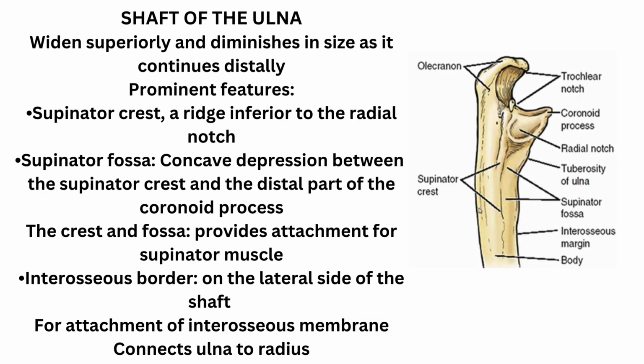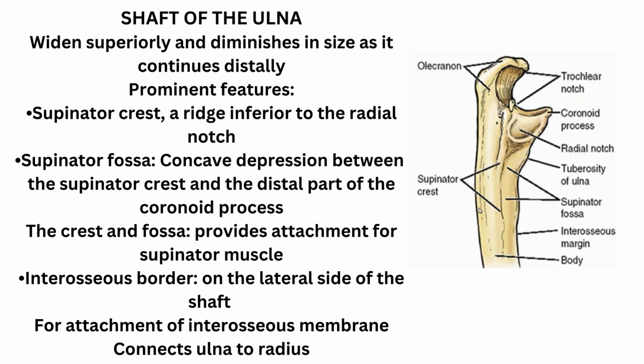The shaft of the ulna is thick and cylindrical proximally, but it diminishes in size as it continues distally. Supinator crest and fossa are the distinguishing features of proximal part of the shaft of ulna. Supinator crest is a ridge inferior to the radial notch on the lateral surface of the ulna shaft, while supinator fossa is a concave depression between the supinator crest and the distal part of the coronoid process. The crest and fossa provide attachment to the deep part of the supinator muscle.